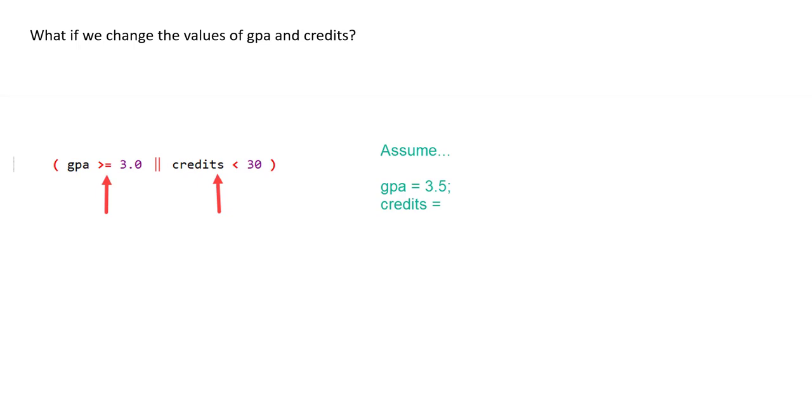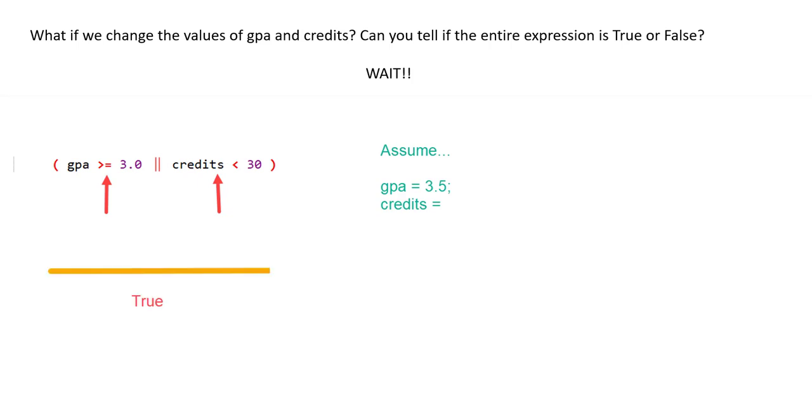So what if we change the values of the GPA and the credits? Now look, we're looking at an or, and the GPA is 3.5. Can you tell if the entire expression is true or false without even knowing the credits? Think about that. The 3.5 is true, right? So the first one is true, but if it's an or situation, we don't need to know the credits. Think about it. The whole thing is true. Because it's an or, as long as one's true, the rest is true.